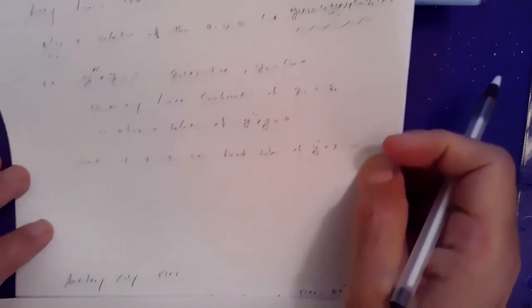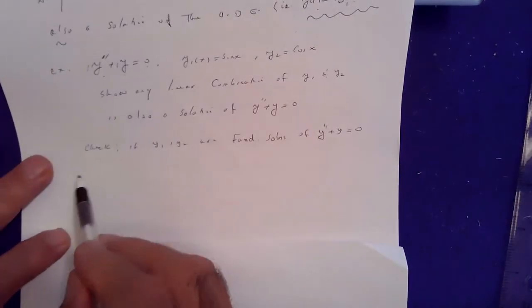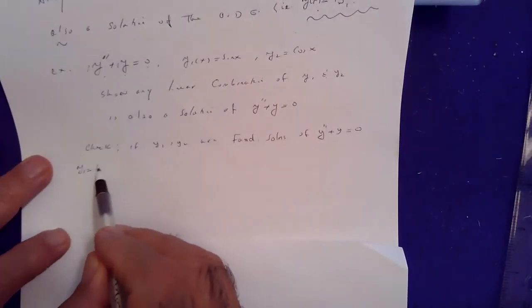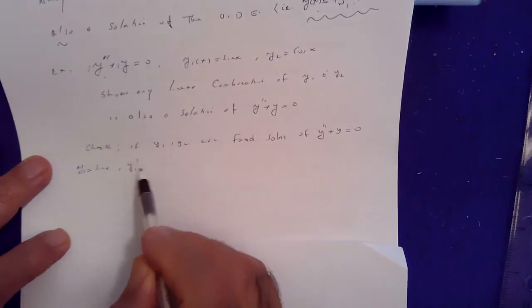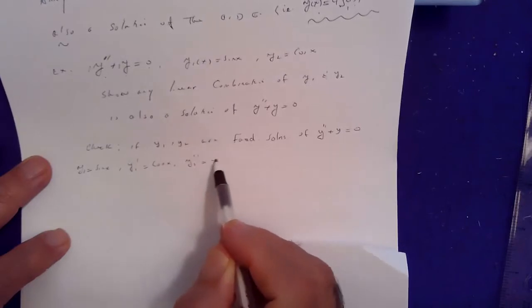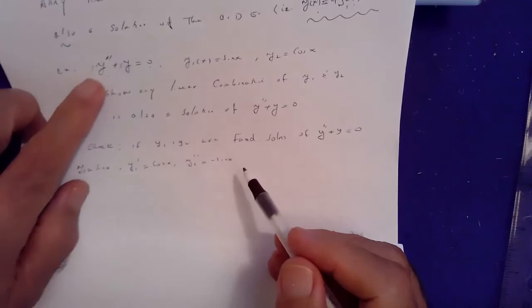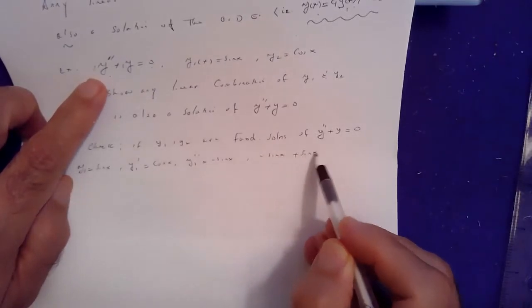Remember, I have to satisfy three conditions. What are they? First condition is each of these functions has to satisfy the differential equation. So I need to take the derivative of this twice. So that's cosine of x. One more time, that's minus sine of x. Now substitute here: minus sine of x plus sine of x equals 0.